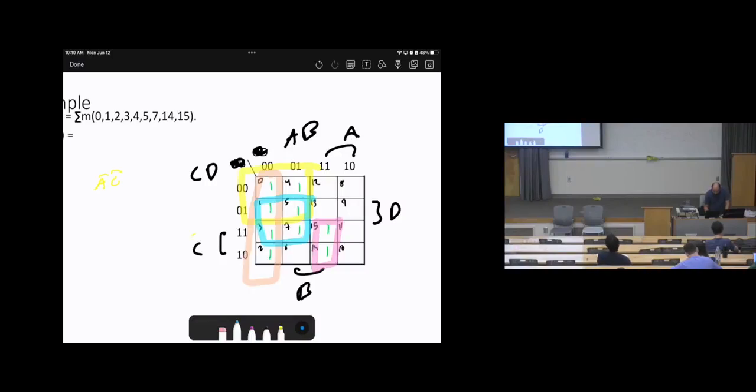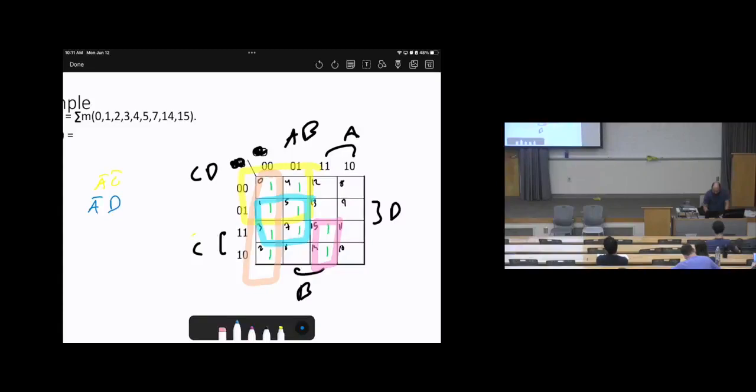How about the blue color? The blue color is located within A bar. Look at B, sometimes B, sometimes B bar, so it is not within B. Look at C, sometimes C, sometimes C bar, so of course not C. Don't use C. Look at the variable D. This is the area of D, then that's fine. So it will be A bar D.